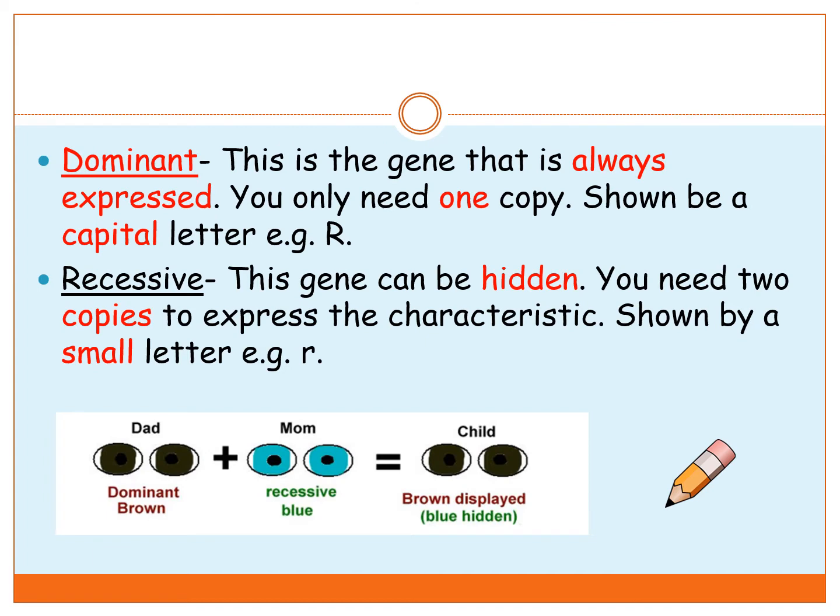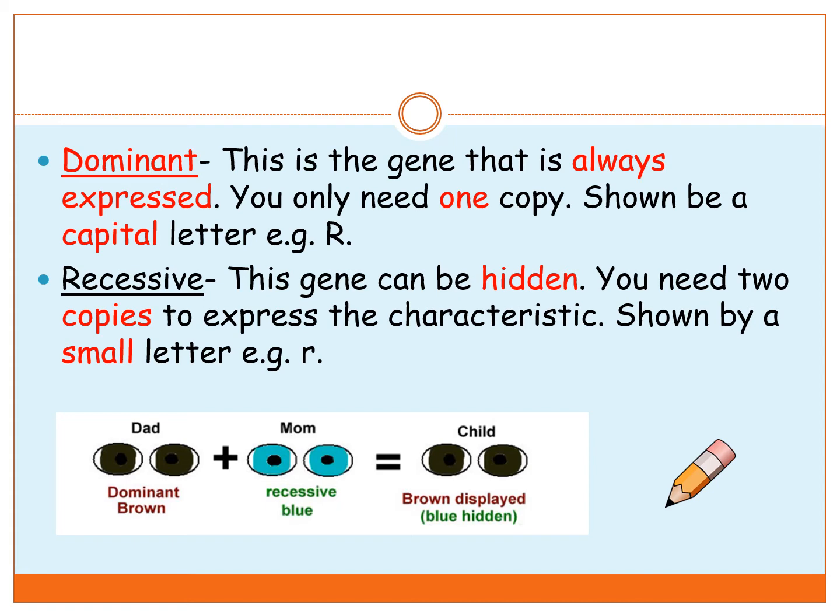Now you would make a note on dominant and recessive, and you need to know the difference between each. If it's dominant, the gene will always be expressed. You only need one copy of the gene for its phenotype to show. It is shown as a capital letter, so for example, capital R. Whereas recessive, the gene can be hidden. You need 2 copies of the gene for the characteristic to be expressed. And the recessive genes are shown by small letters, so for example, little r.